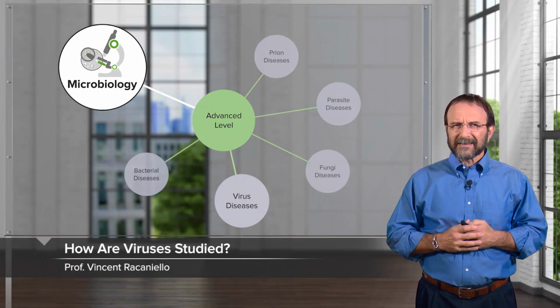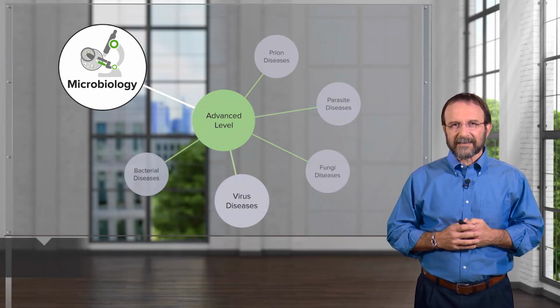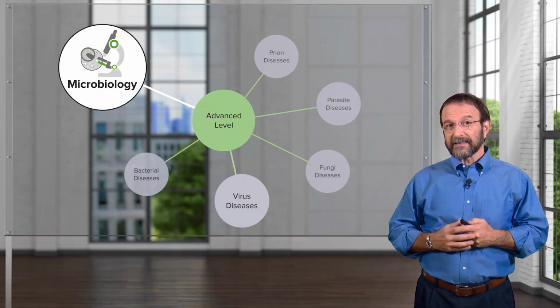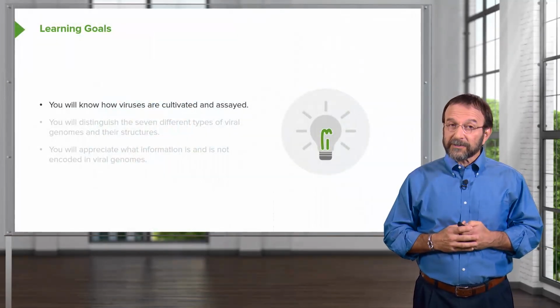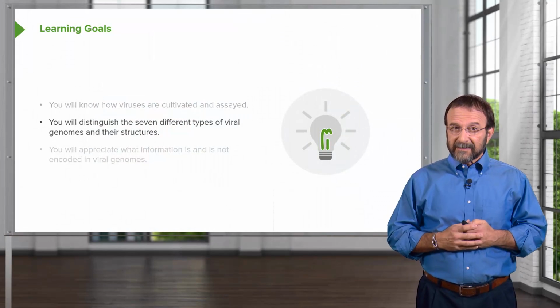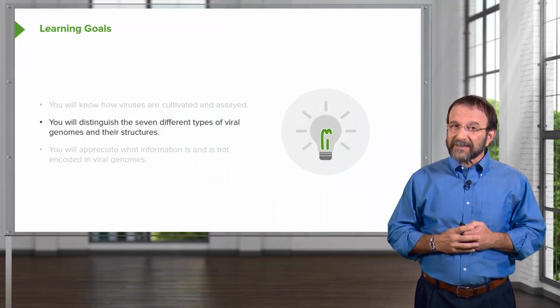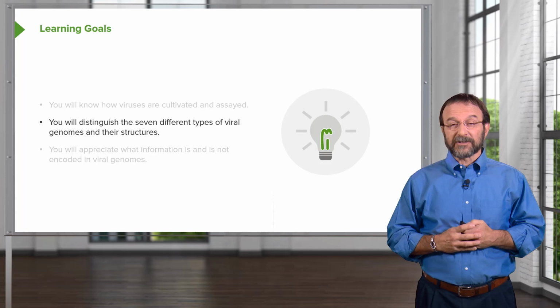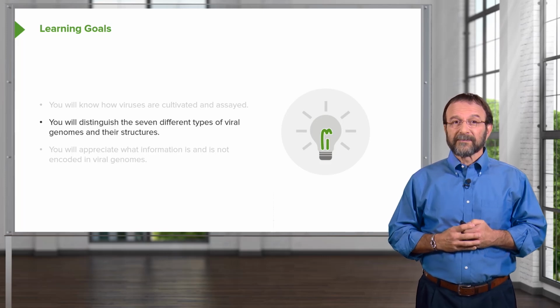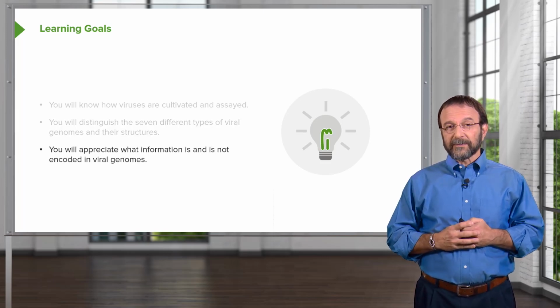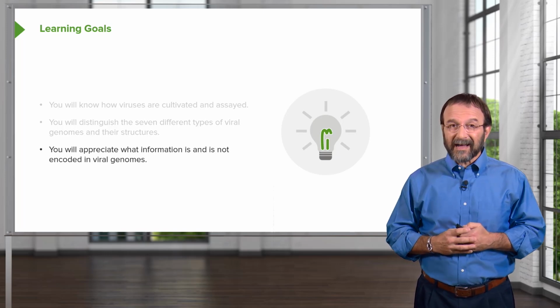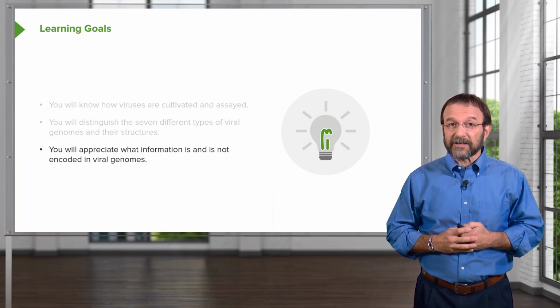We're going to dig a little bit deeper into this fascinating subject, and at the end of today's lectures, you should be able to know how viruses are cultivated and assayed. You should be able to distinguish the 7 different types of viral genomes and their structures, and you should appreciate what information is and is not encoded in a viral genome.